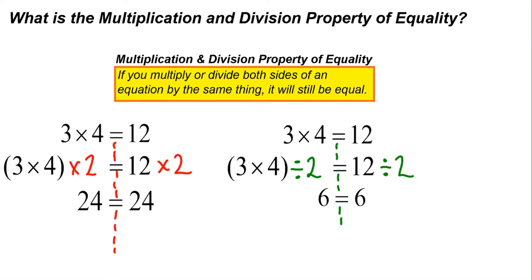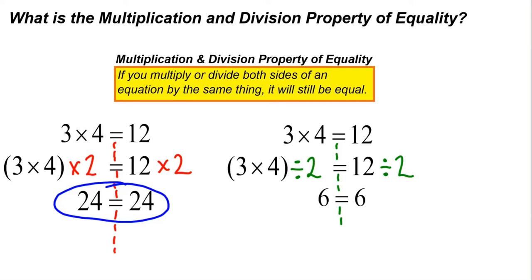What I did was I just chose to multiply both sides of this equation by the same thing, and I just chose 2 because that's easy to multiply by. So 3 times 4 times 2 is 24, and 12 times 2 is 24. You can see that after I multiply both sides of this equation by the same number, I still get a true statement. I still get something that is equal, and that is the multiplication property of equality. If you multiply both sides of an equation by the same thing, it will still be equal.